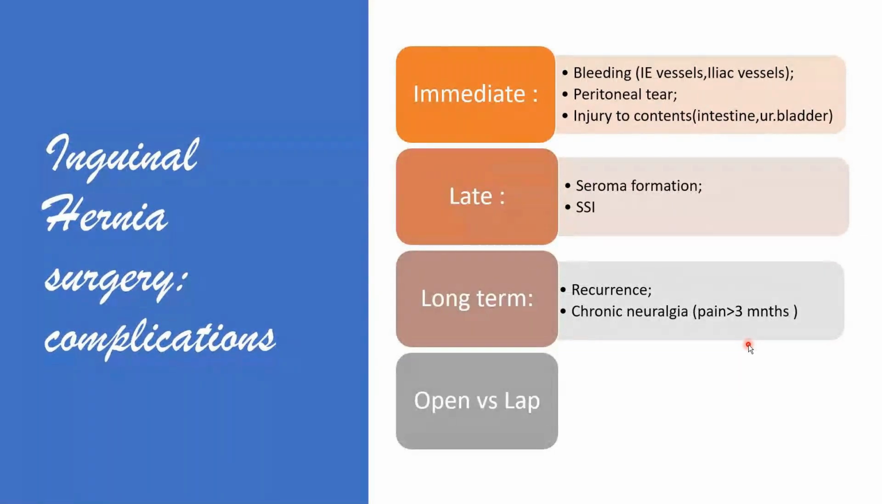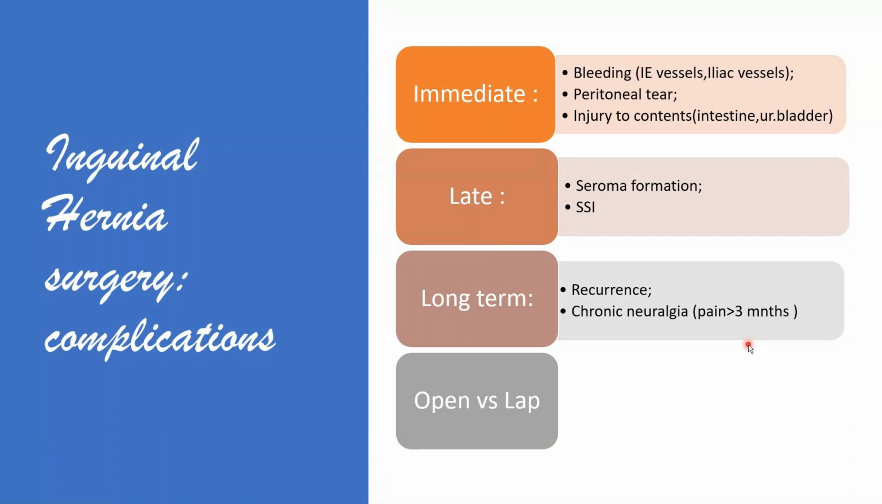Early complications are bleeding from the inferior epigastric vessels, iliac vessels. You could have a peritoneal tear, or there could be injury to the contents in the form of bowel injury or urinary bladder injury. Late complications: slightly late, seroma formation, which often creates a problem with laparoscopic repair, as it can mimic a recurrence, and the patient is very much petrified that look, this is a swelling, I came for the swelling, I again have the swelling, your operation has failed. But all the time, it is not a true hernia, it is a seroma collection. Then you can have a surgical site infection. SSI is infection of the hernial wound.